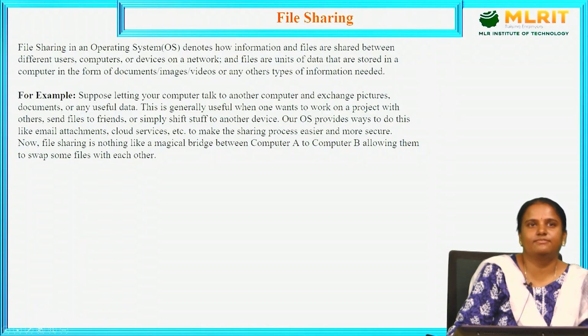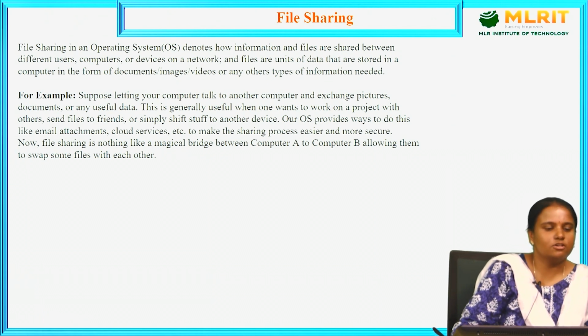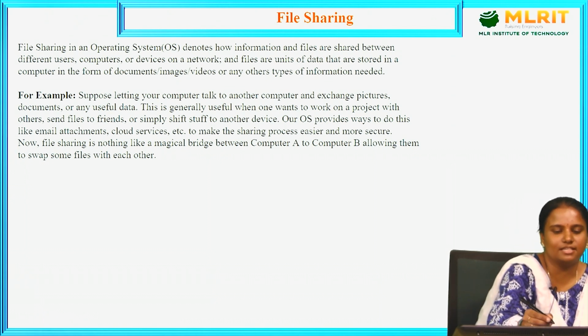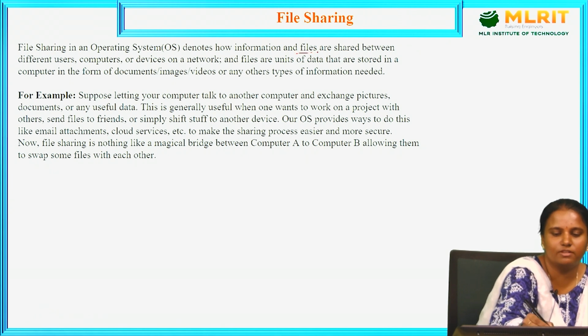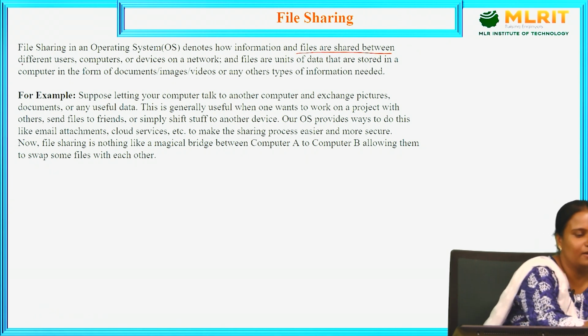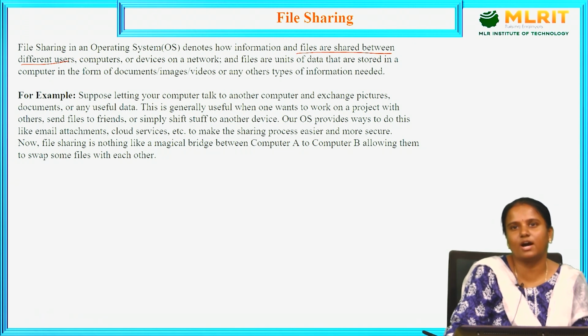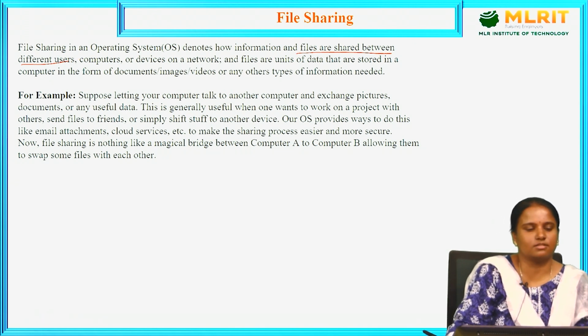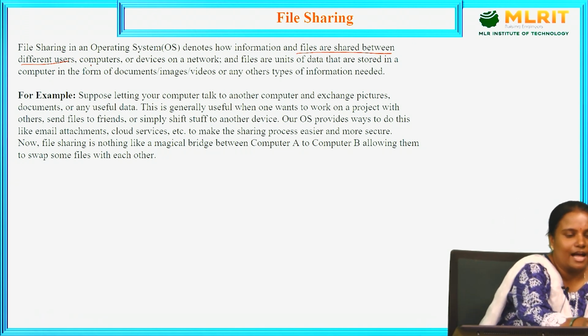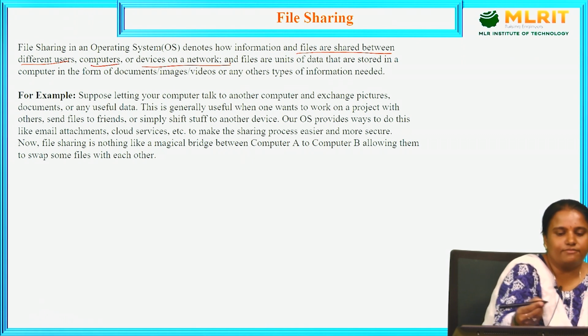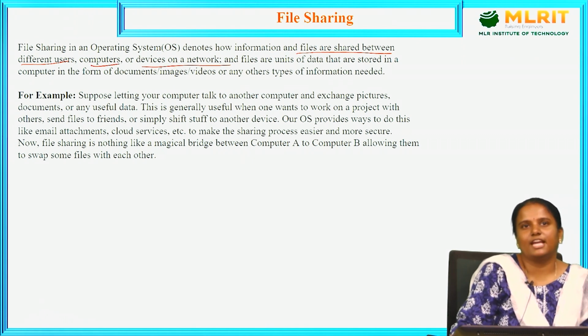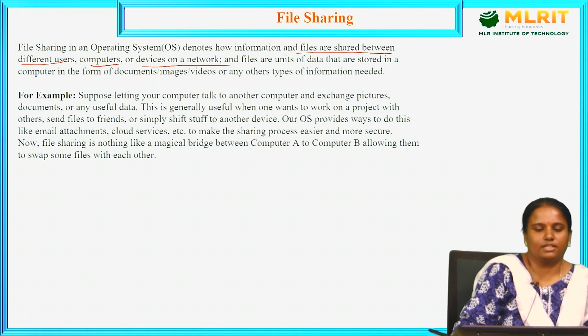So next is file sharing. How are we going to share files from one user to another user, or from one user to multiple users? File sharing in an operating system denotes how the information in files is shared between different users, from one user to other users, in computers or devices on a network. Other than computers, we can share through devices or through a network.